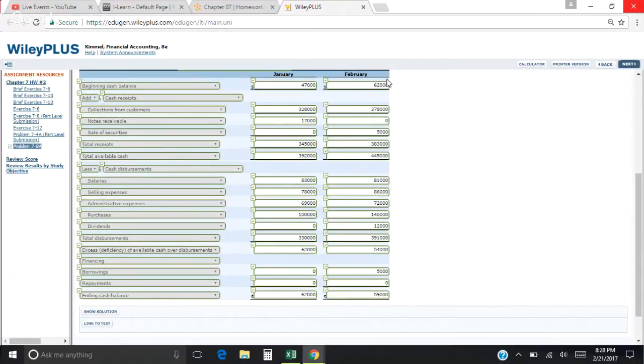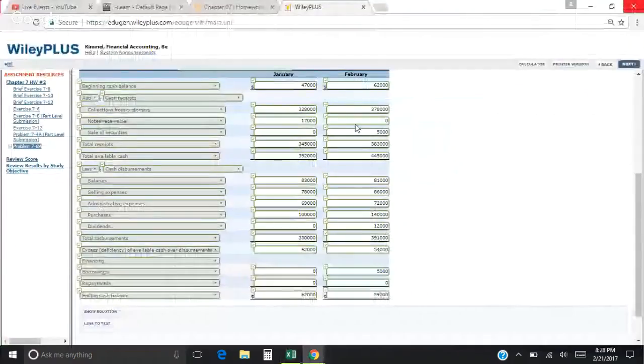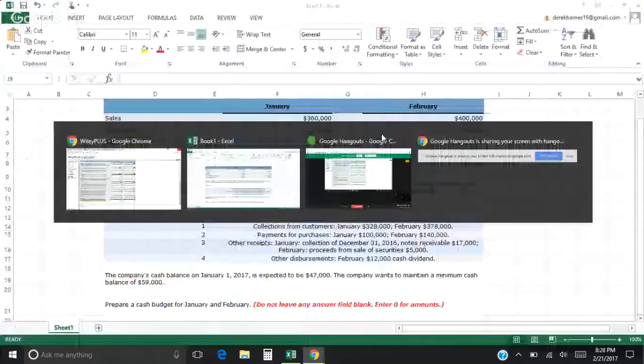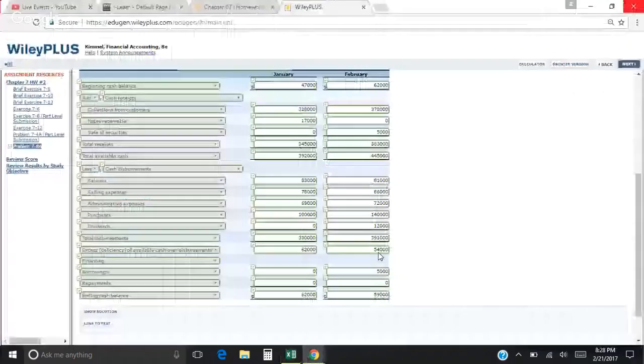So then we get to February. Your ending cash balance from the last month is your new beginning balance for the next month. Same thing, collections from customers came from our other data. We had no notes receivable in February like we did in January. And same with sales of securities. We had $5,000 this month, and none in January. This all comes from the other data. The total receipts then, you tally all that up, $383,000 for February. You add in the beginning cash balance for February, and you have $445,000 cash available.